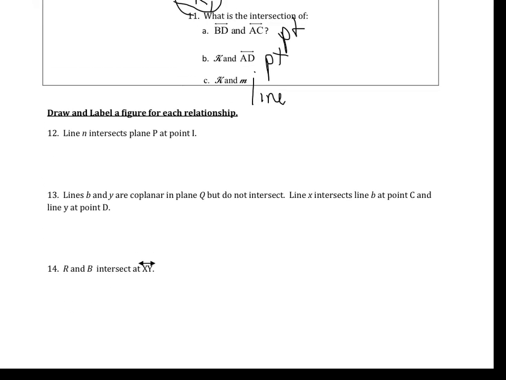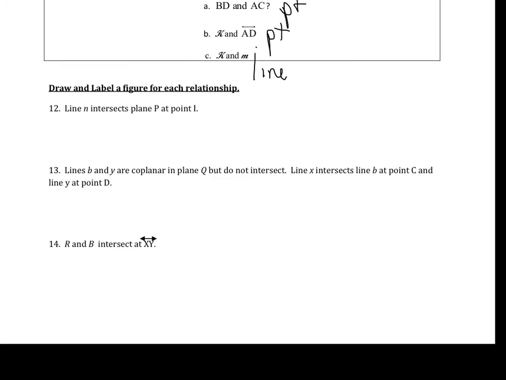So if we're trying to draw the situation here: draw a line that intersects plane P at point I. So it intersects plane P, but it's not on plane P. What that would look like is this. You've got a plane, and we're just going to call it P. We'll put a P down in the corner. Then you've got a line that runs straight through it, comes out the bottom. We're calling that line N, and it intersects at point I. So that's going to be right there. That's where I'm looking at.